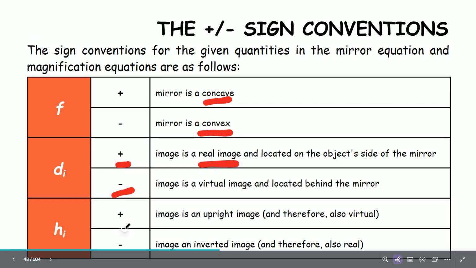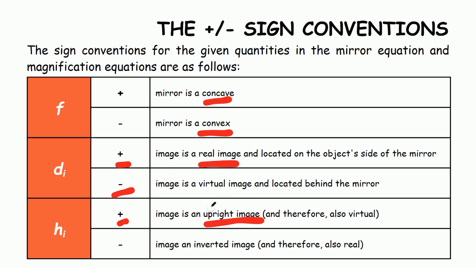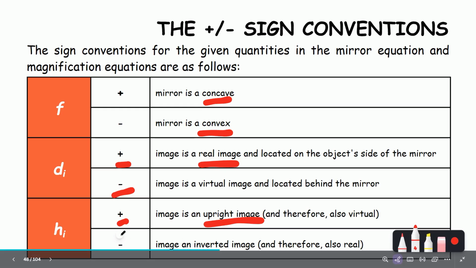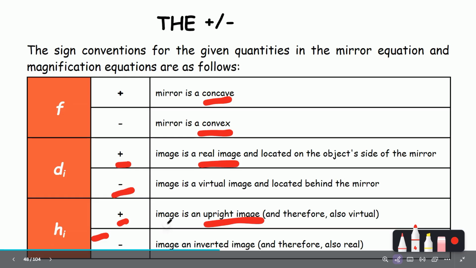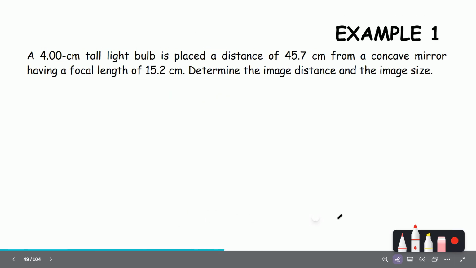And then for our image height, if plus, the image is an upright image and therefore also virtual, as I've said. If it is virtual, of course it is erect. And if negative, that is also an inverted image, therefore also real. So they go hand in hand. That's why our magnification equation here is also hand in hand. Okay, let's have an example.